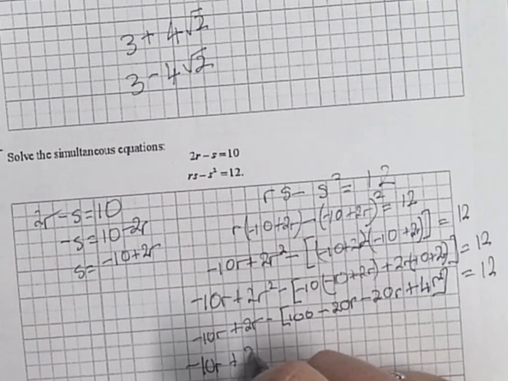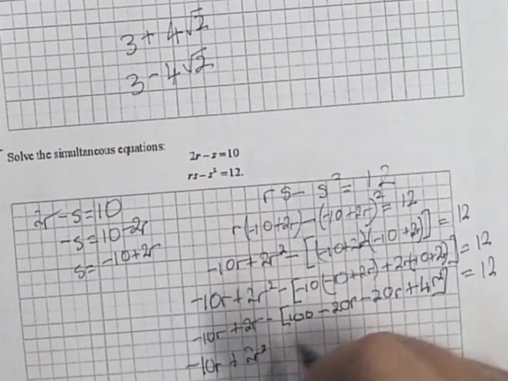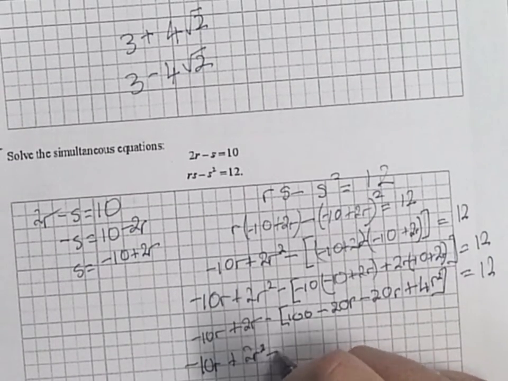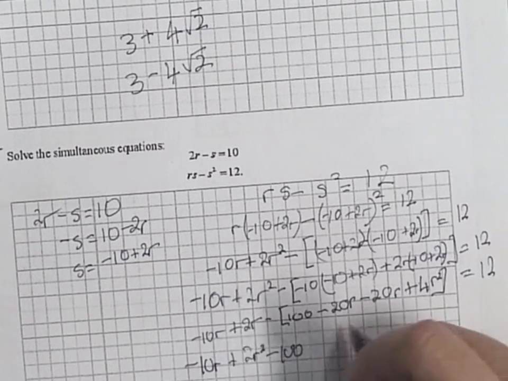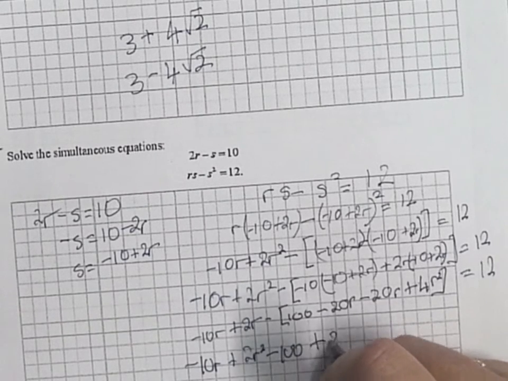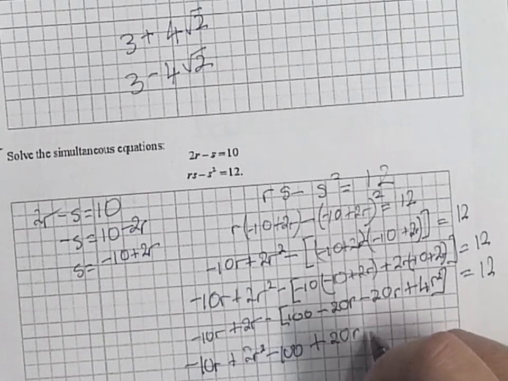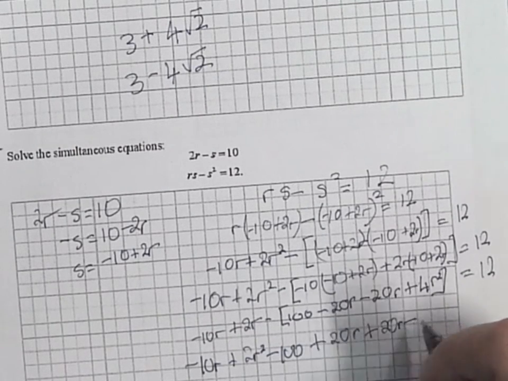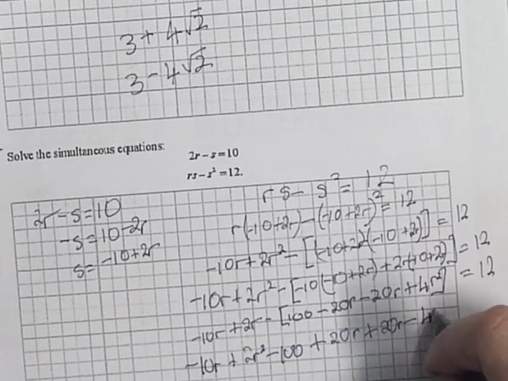minus 10r plus 2r squared. Multiply in by a minus, changes all the signs inside. So that becomes minus 100. Then we have plus 20r. Then we have plus 20r. And then we have minus 4r squared.